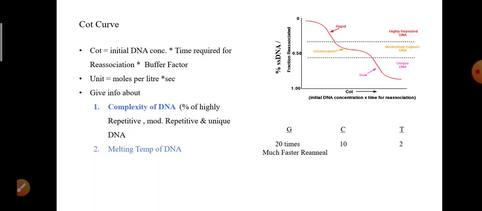If we see the curve, we can observe that if G, suppose guanine, is present in the genome 20 times, then it will reanneal or reassociate much faster, because two complementary G's will collide much faster than C, because C is present only 10 times. As G is present 20 times, it will reanneal much faster.